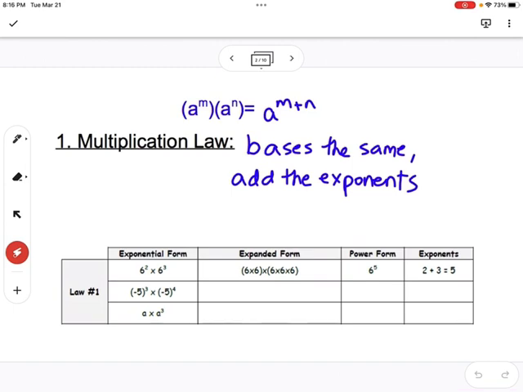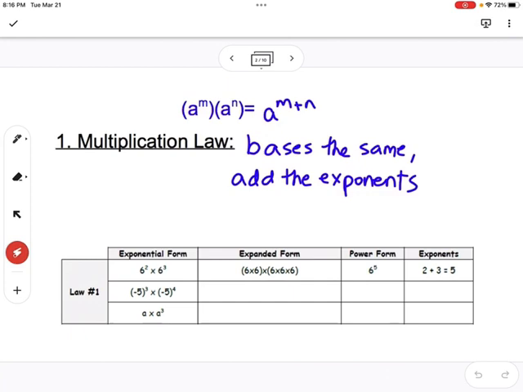So the multiplication law of exponents: we have the bases that are the same, and when the bases are the same, you can add the exponents. So looking at the first example here, we have 6 to the exponent 2 and 6 to the exponent 3. So that means 6 times 6 times 6 times 6 times 6. And when we put those all together, there's 1, 2, 3, 4, 5 6's. So 6 to the exponent 5 is what we get.